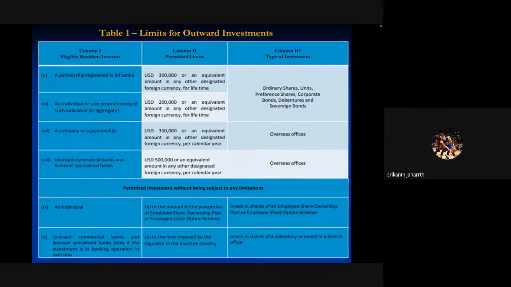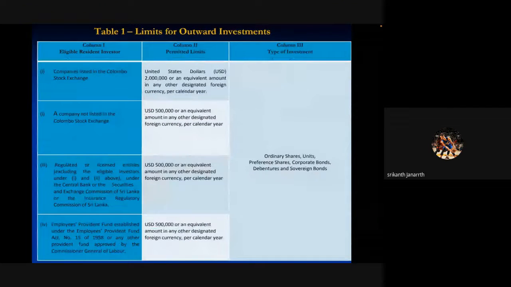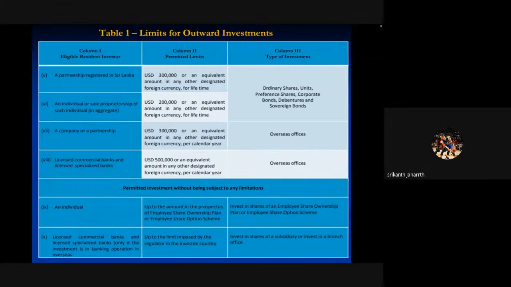Yes, you can see the partnership registered in Sri Lanka, and individuals. For individuals, sole proprietors and partnerships, the limitation is 300,000, not per calendar year, remember, lifetime. Even for an individual sole proprietor, $200,000 lifetime. So what is the difference between per calendar year and lifetime? Lifetime is the total investment they can make, not every year. In the previous slide you saw $2 million, 500,000, 500,000, all per calendar year, because these are corporate entities, bigger companies, right? But here, individual partnership is a smaller version of business. So their limits are 300,000 for partnership lifetime, and 200,000 for individual and sole proprietor lifetime.